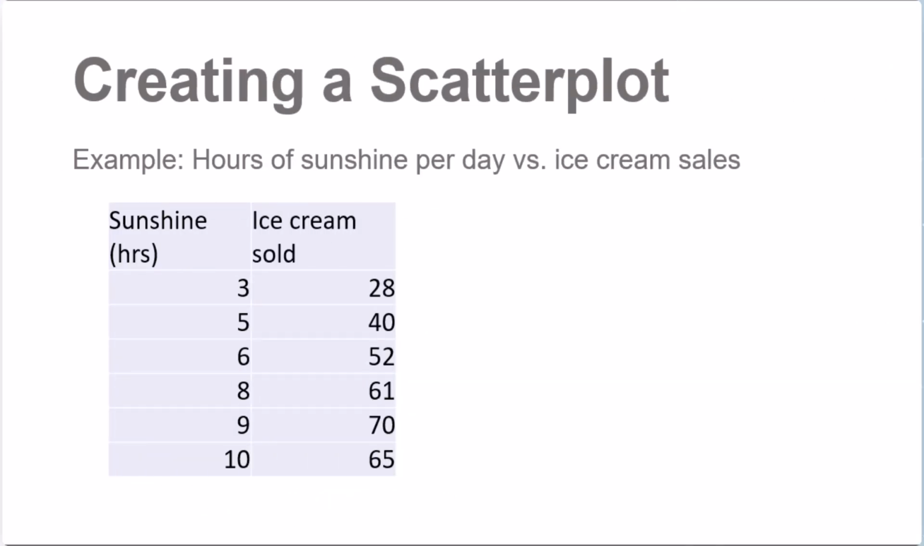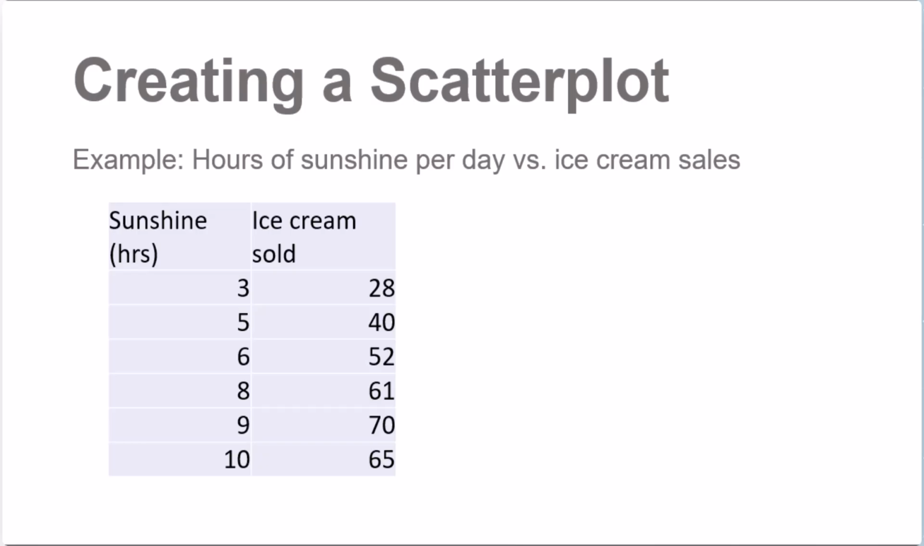So I have just a small data set here as an example. We have the hours of sunshine per day and the ice cream sold. So our sunshine hours are 3, 5, 6, 8, 9, and 10. These are sorted by the amount of sunshine in this case. And the corresponding ice cream sold, 28, 40, 52, 61, 70, and 65. The units here are a little bit vague. I don't know if these are individual servings sold, maybe at a relatively small shop, but we're just using this as an example. So I'm going to show you how to create a scatter plot in Excel.